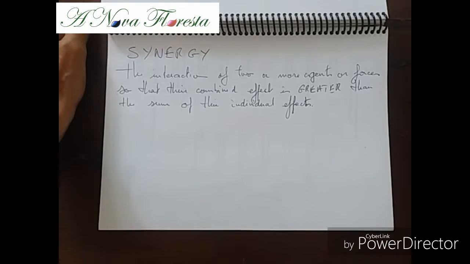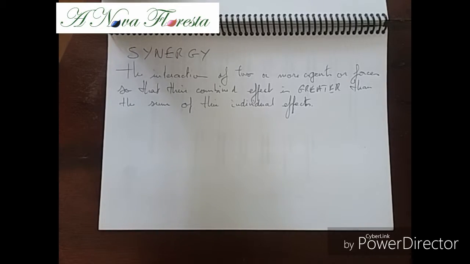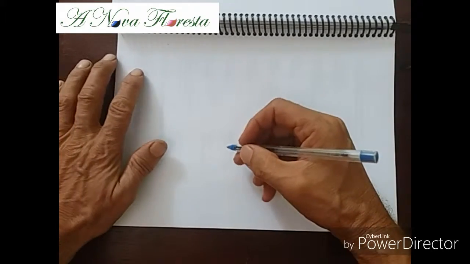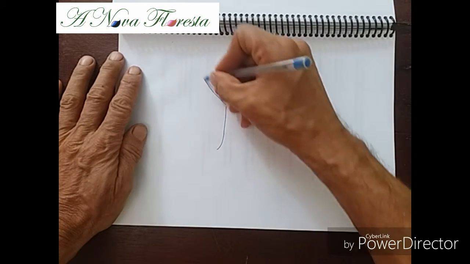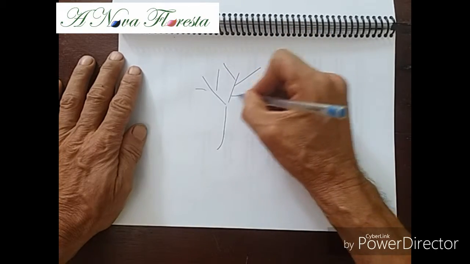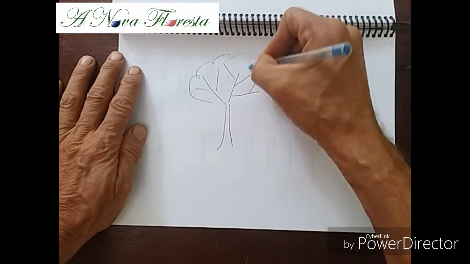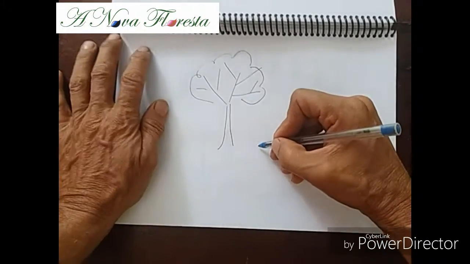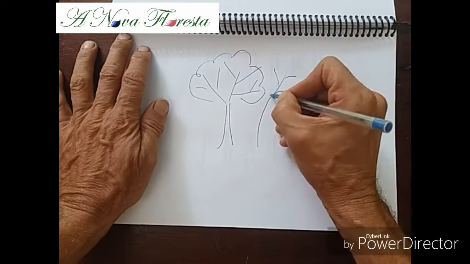There is another example which I prefer, which is not so much based on quantity, but more on quality. The example of synergy based on quality, on the specificity of the agents or forces you put together, can be illustrated as follows. Imagine you have a fruit tree, and besides this fruit tree, you have, for example, a leguminous, a different kind of tree.